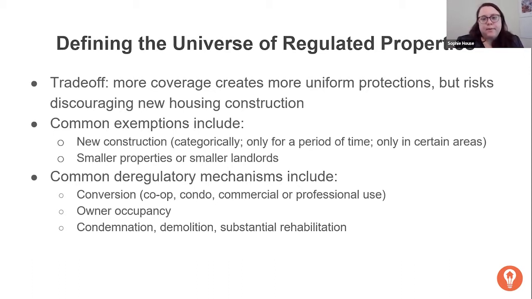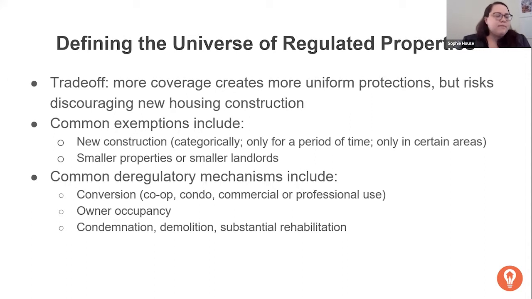Jurisdictions also build in ways for properties to become deregulated. Some examples of common deregulatory mechanisms include deregulation when landlords convert rental units into co-ops or condos, or into commercial or professional spaces, deregulation when owners move into properties themselves, and deregulation when buildings are condemned, demolished, or rehabilitated. And when we look at how different jurisdictions have crafted these pathways out of rent regulation, some, like Washington, D.C., condition deregulation on landlords paying relocation expenses for tenants.